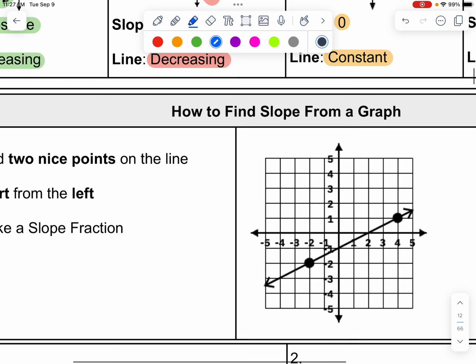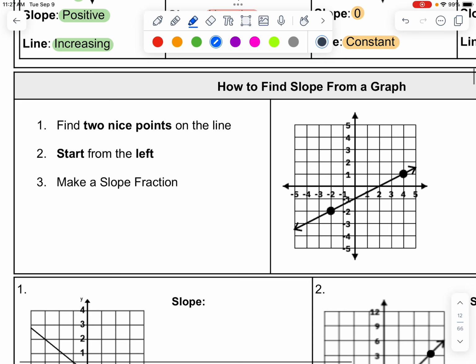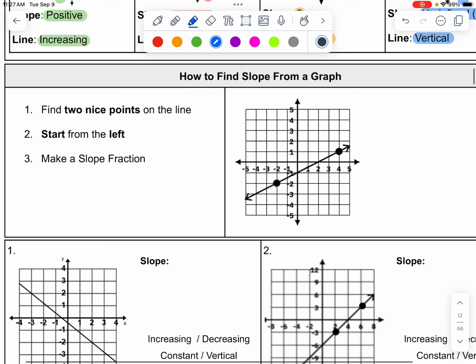Now, in order to find the slope from a graph, there are a few steps that we need to follow. The first step is that we need to find 2 nice points on the line. On this graph, I actually put dots on the line for you, but on some graphs where there are no dots, you're going to want to look for where the line cuts through the corners of the boxes. Then, the second rule is we always start from the left side of the graph. So when we look at a line, we always read it from left to right.